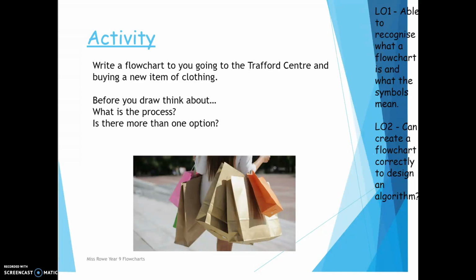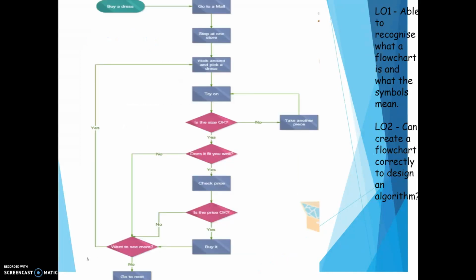And the activity, this is obviously the flowchart. We're going to be finishing on Tuesday. So like I said, you don't have to go to the Trafford Centre. You can say you've gone anywhere. But it's the process we're going through for this. So say you buy an item of clothing, before you draw your flowchart, I want you to think of what is the process? Is there more than one option? What decisions are made, etc.? And I'll give you a little clue on here. So obviously I know people have watched my video. So here we go.